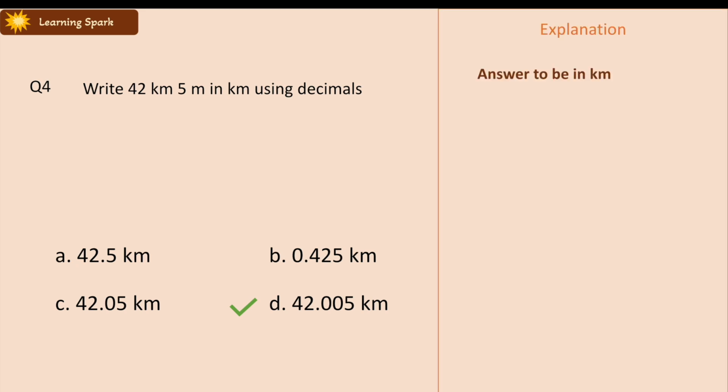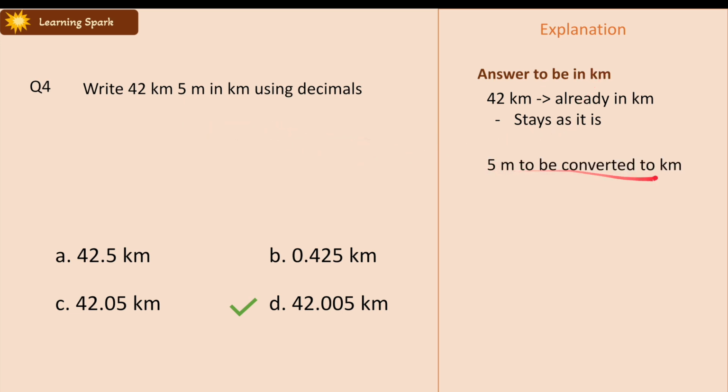The answer has to be in kilometer, since the question says it has to be converted into kilometer. Now you see there are two parts of this number: one is 42 kilometer, one is 5 meter. 42 kilometer is already in kilometer, so it stays as it is. There's no change required, kilometer to kilometer. But 5 meter you have to convert into kilometer.